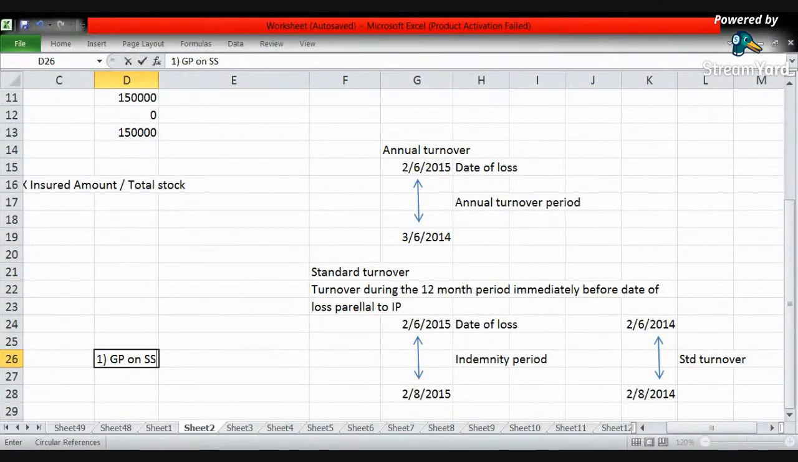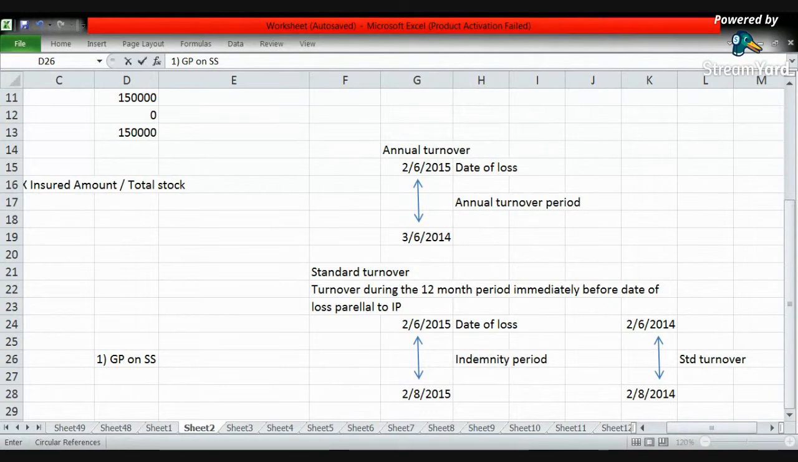If you wonder what is short sale, standard turnover plus or minus trend, reduce actual sale during the indemnity period, that is called short sale. In other words, what we are computing and presenting is, if the loss did not occur, what would have been the sale? That is called the standard sale as adjusted for trend.